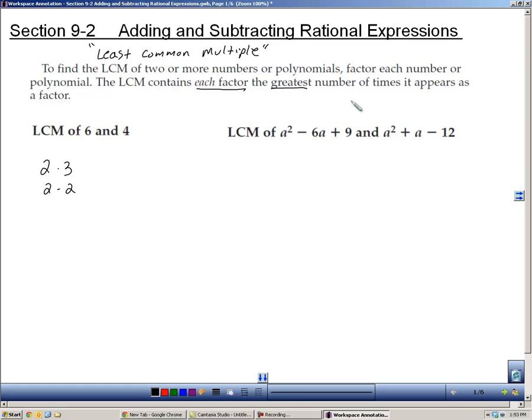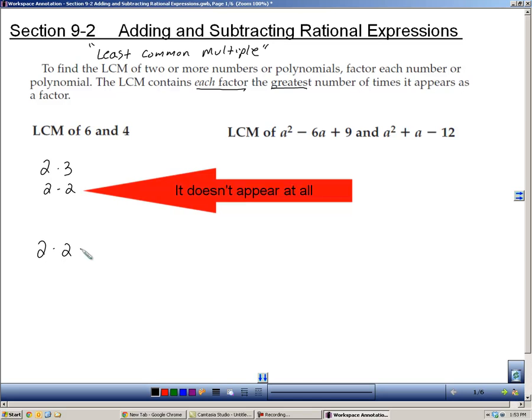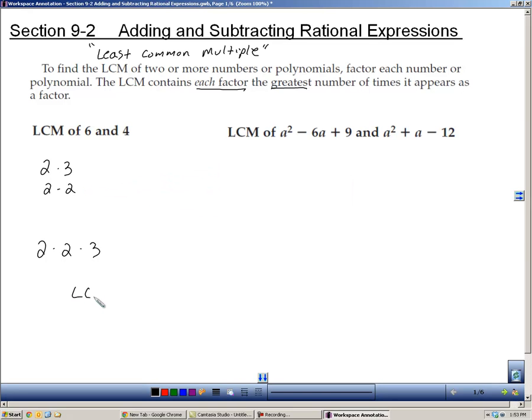Now, according to the LCM, I want to find each factor the greatest number of times that it appears. Here the number 2 appears one time, but here the number 2 appears twice. So I'm going to take 2 2's, because there's more 2's in the second one than there is in the first one. There's also a factor of 3. In the top one it appears once, but in the bottom it appears twice. So I'm going to take a 3 also. So 2 times 2 times 3 is 12. Therefore, the least common multiple between 6 and 4 is 12.